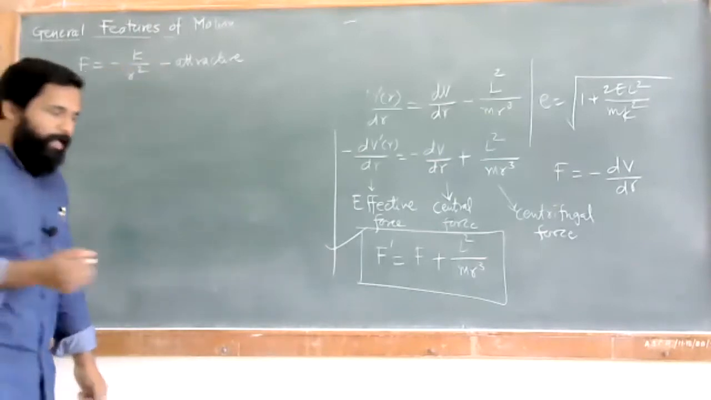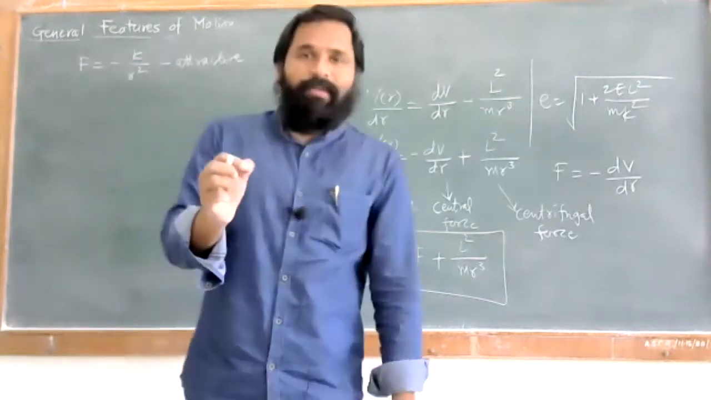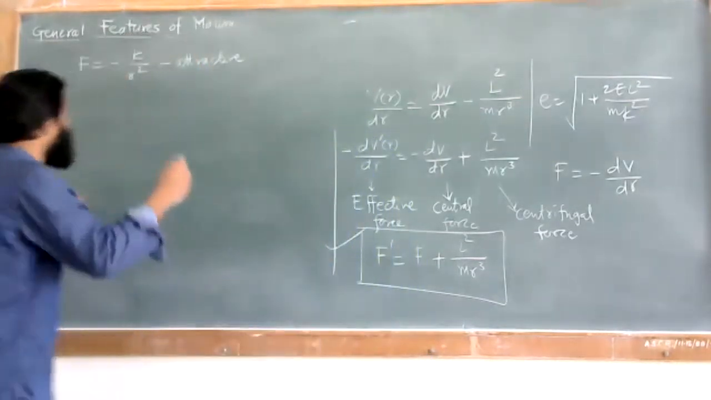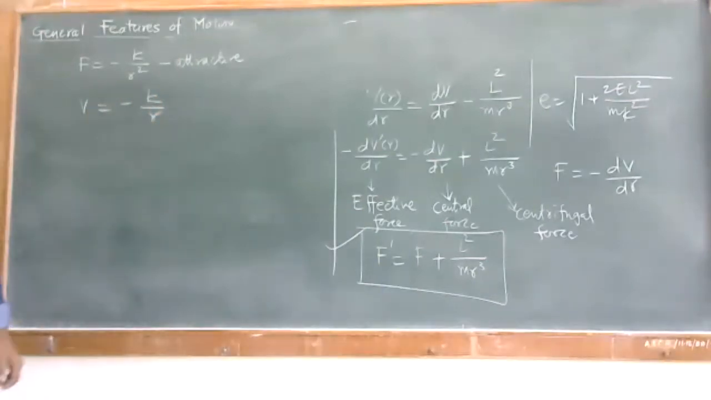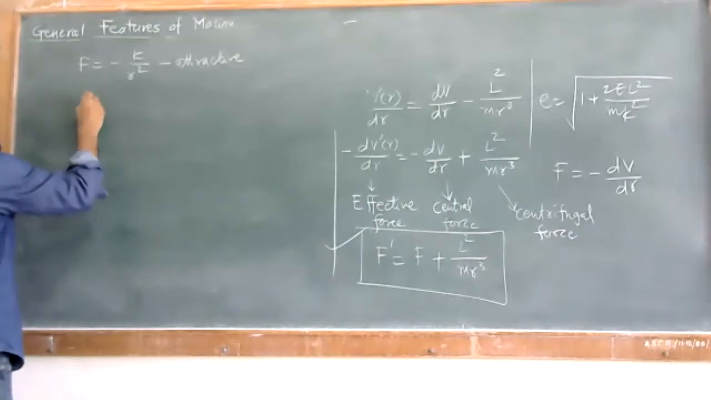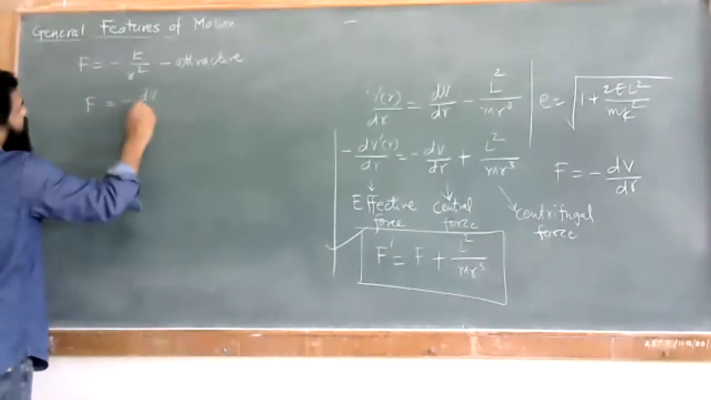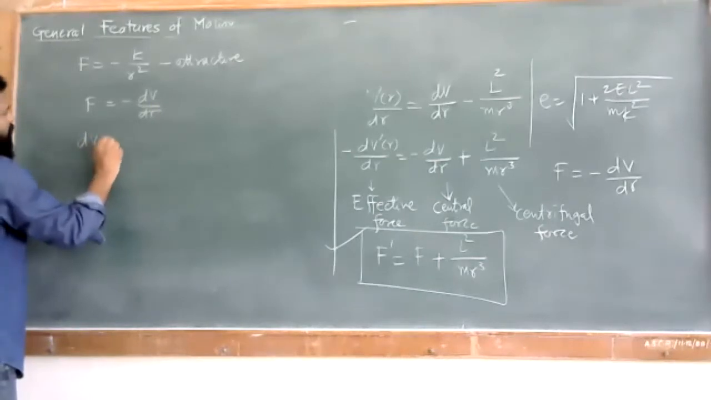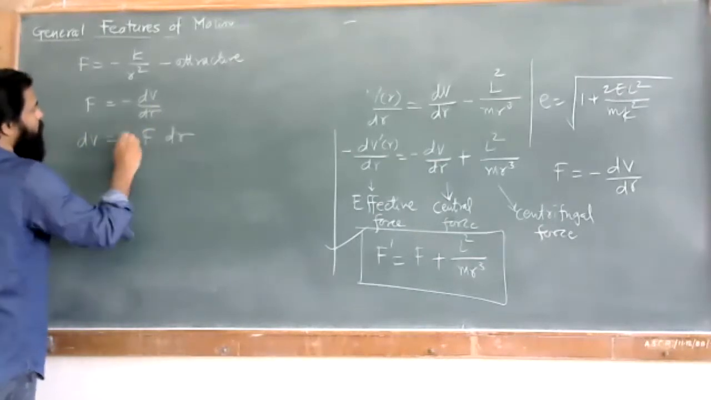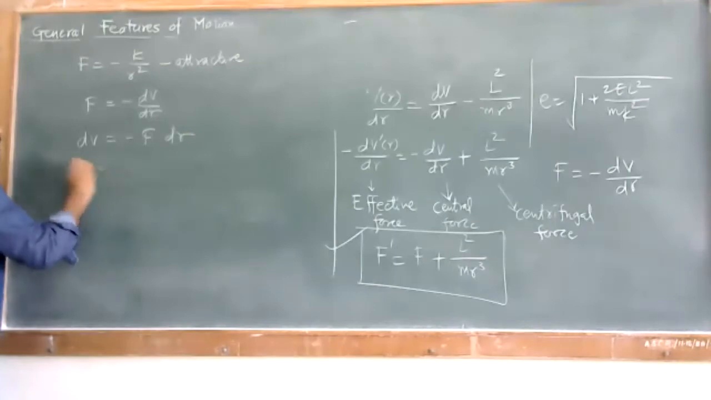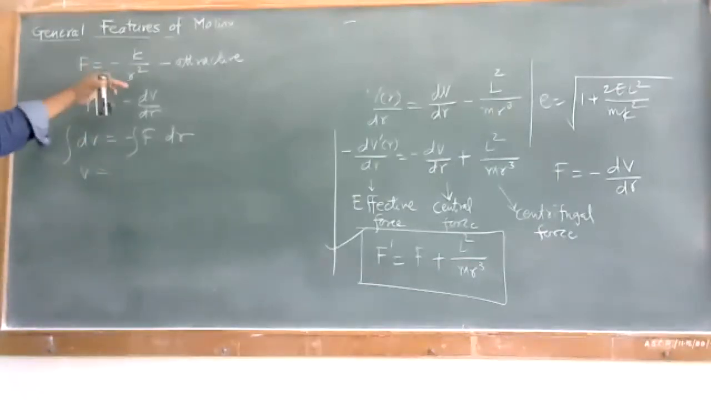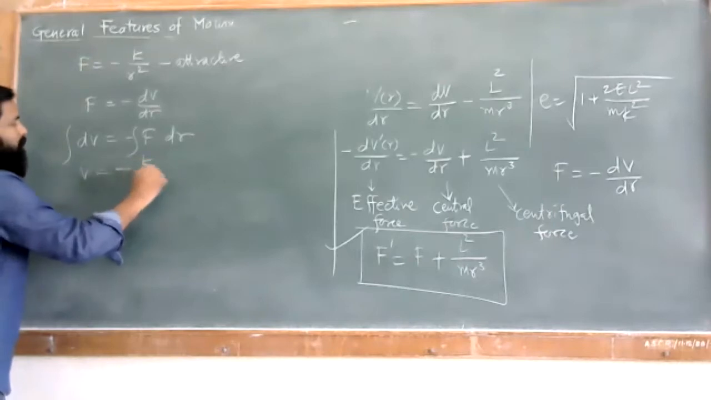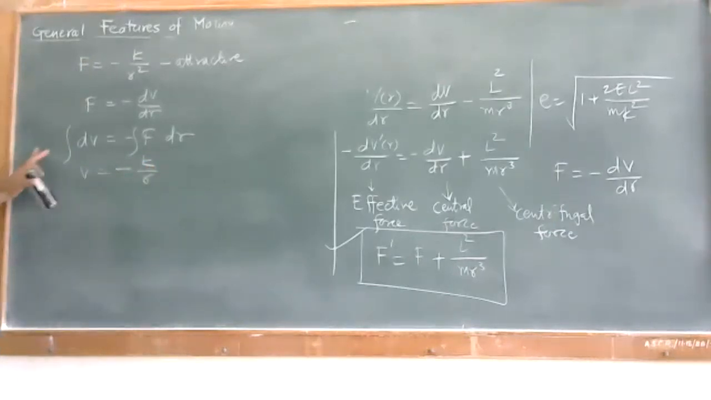What should be your potential here? The force is equal to minus K upon R square. What should be your potential? The potential is nothing but minus K upon R. We calculated it: force is equal to minus dV by dr, and so dV is equal to F into dr with negative sign. So you can have this integration here. You can have that potential given as the force value minus K upon R square, minus becomes plus, and you get minus K upon R. So you can have that potential.